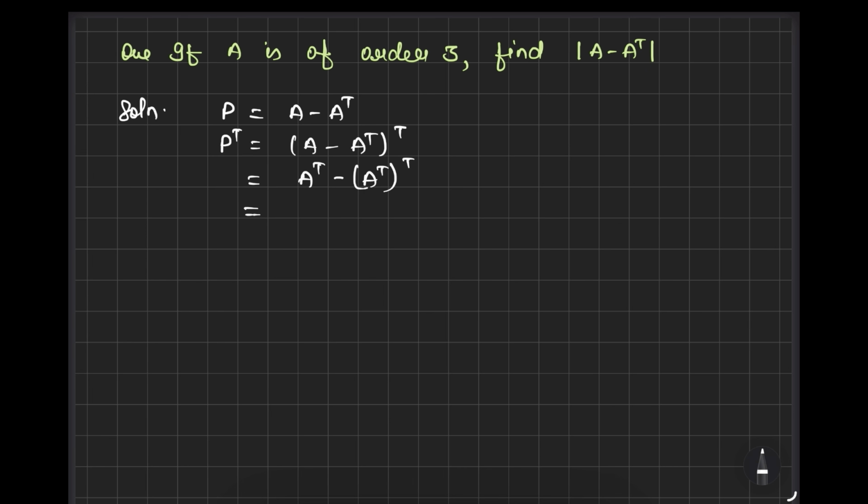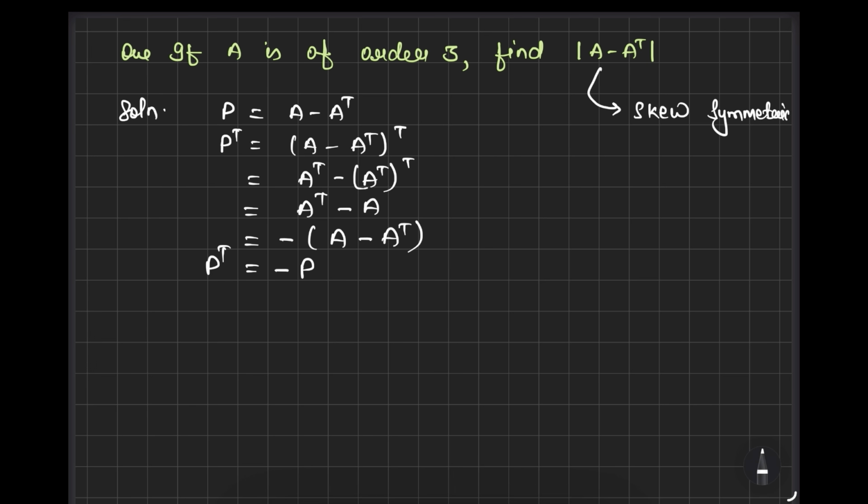So it will become A. So it is A transpose minus A. Now, if you will observe, these two things are looking different. So what I will do, I will take minus common. So we will be left with A minus A transpose. Now you know that it is P. So can I write P transpose equals minus of P? This means, can I say that this is a skew symmetric matrix? Okay, so this is a skew symmetric matrix.